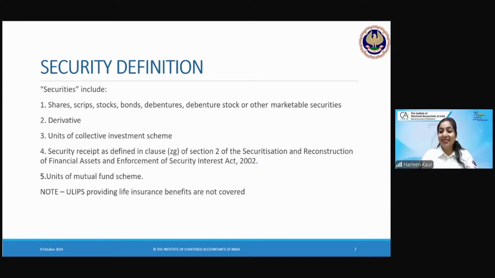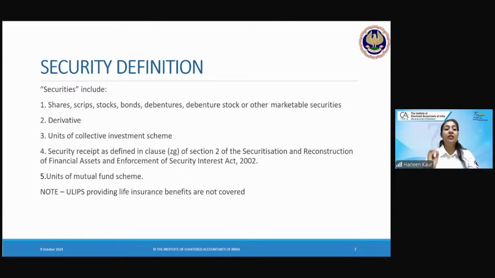Security means your shares and debentures. But since it is given in the module, an elaborate list of things that are included has been given. So the examiner can ask you for 2 marks or 4 marks: explain what you understand by security, or an MCQ can come on this question. So I'll explain the definition, then I will tell you how MCQs can come up on the securities definition.